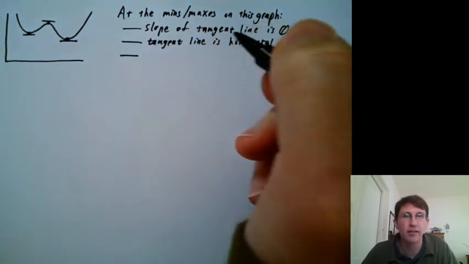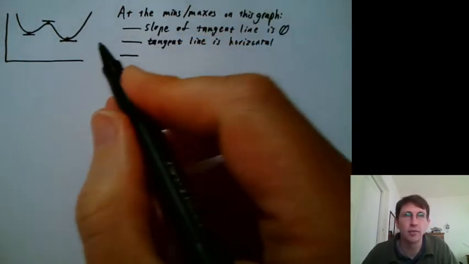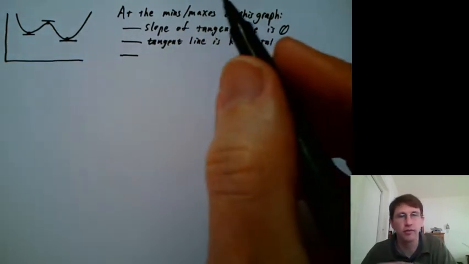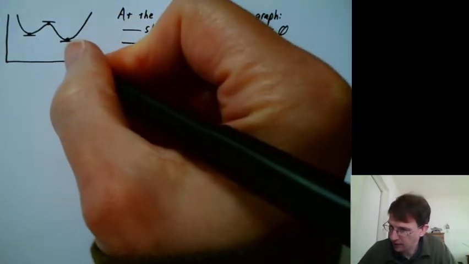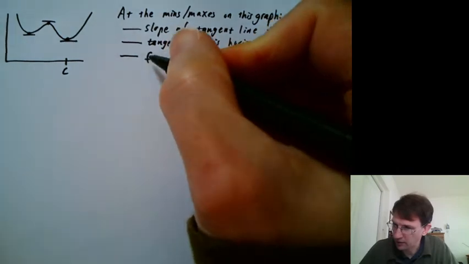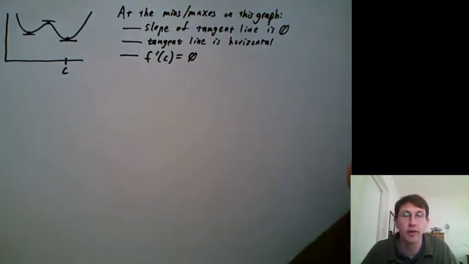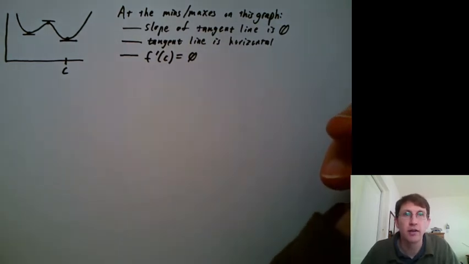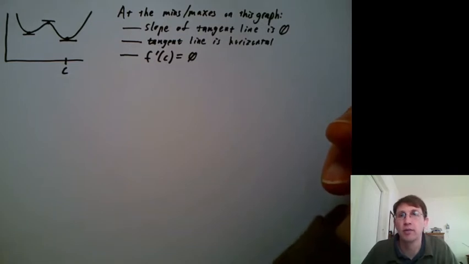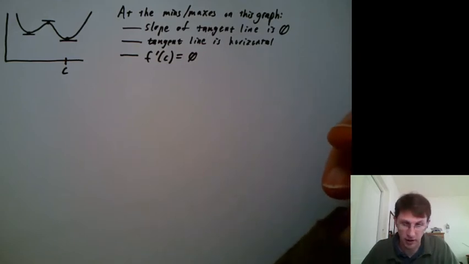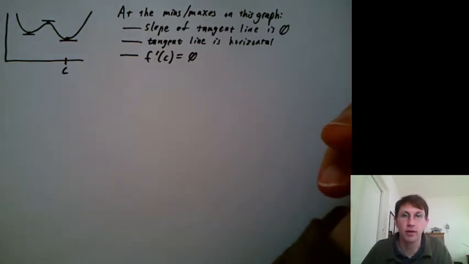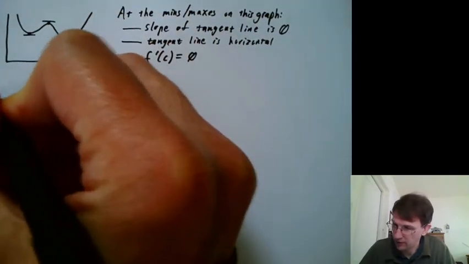I don't want to say exactly f prime of x equals 0 because f prime of x is a whole function, but I could say at this point here, which we'll call c, f prime of c equals 0. So what does this give you as an idea? If I wanted to find all the places where there was a local min or max, what could I do using the derivative? Well, you might say, to find all the mins and maxes, look for where the derivative is 0. So that's an idea.